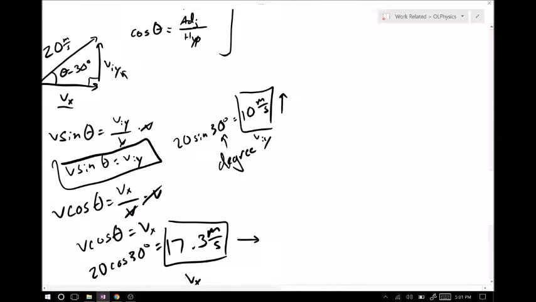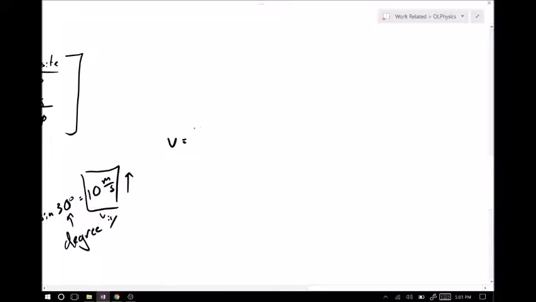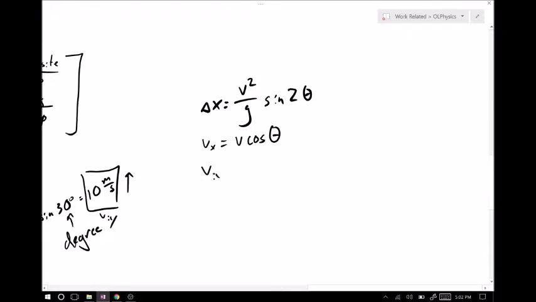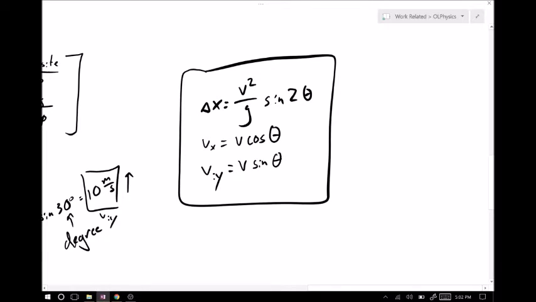Just to write them all out, we started with your range, change in x, is equal to V squared over g sine of 2 theta. And then we also had the horizontal velocity of a launched projectile, which is V cosine theta. And then the vertical component of that same launched projectile is V sine theta. So here are the equations that will help you on the worksheet that you will have to do.